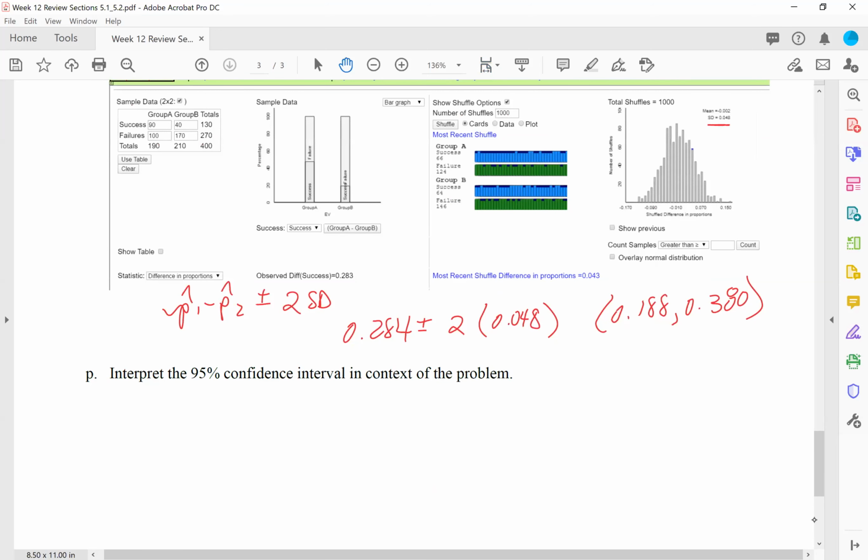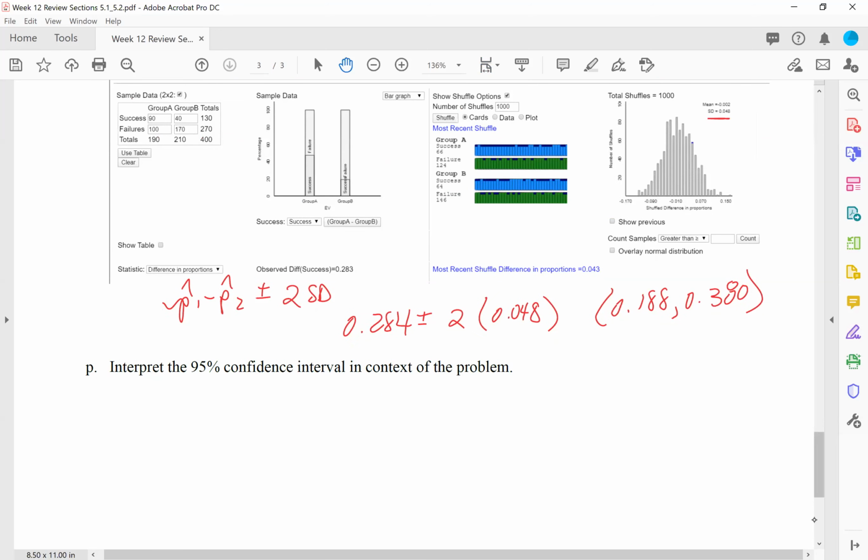So when we interpret this, we want to talk about how confident we are, our interval, our parameter, and then that order of subtraction. So if we talked about this relationship between pi 1 and pi 2, because our order of subtraction was pi 1 minus pi 2, and we have positive numbers, that tells me that the true proportion in group 1 is higher than the true proportion in group 2. So we'd say we are 95% confident.